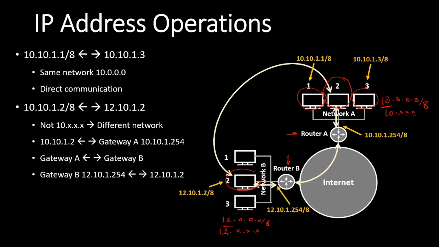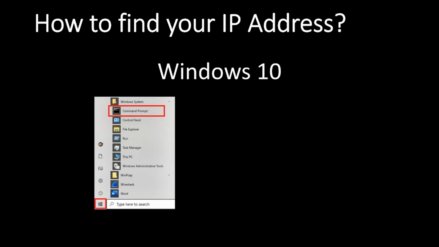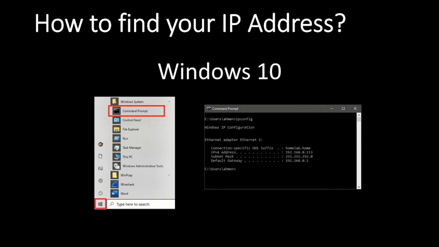So this is the way devices decide the network part and host part of their IP addresses, and they use this information to decide if traffic should go directly to the other device or if it must go through a gateway. Now, if you have your device connected to the internet or any IP network, how can you find your IP address, your subnet mask, and gateway? Every operating system has a way to read IP addresses. For example, if you have Windows 10, you can go to Command Prompt from the Start menu, and then when you open Command Prompt, just type the command ipconfig to get your IP address, your subnet mask, and your gateway.